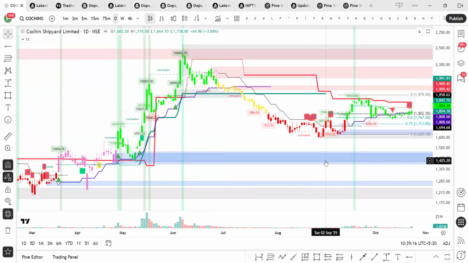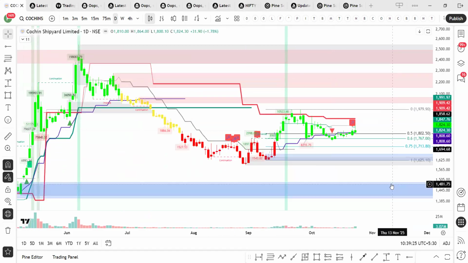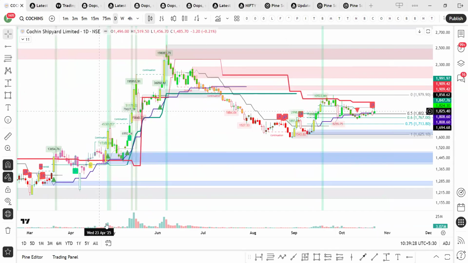Okay, so Cochin Shipyard, yes, it has given one retracement entry. You can keep stop loss below this and just wait and watch what happens. I don't know what will happen.